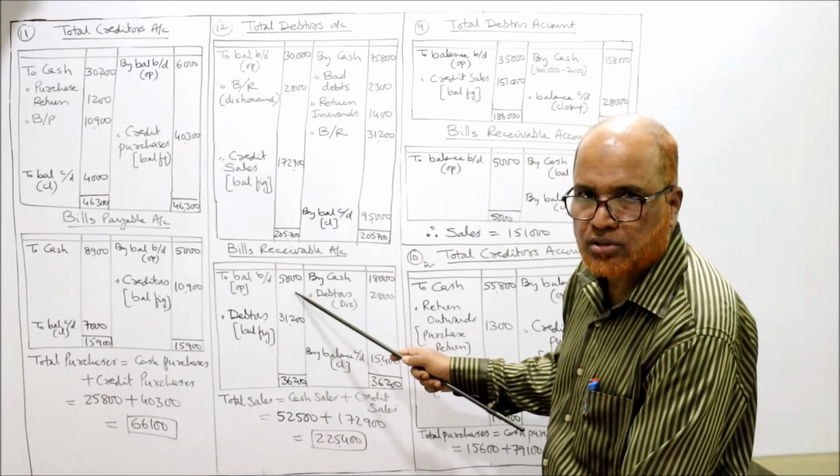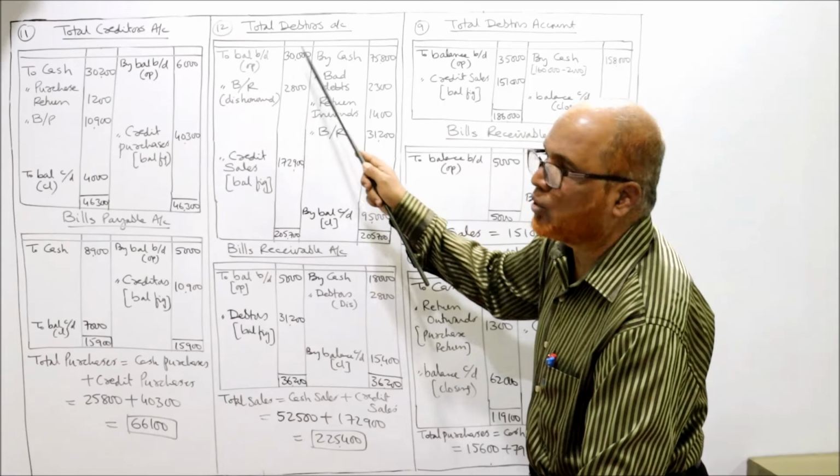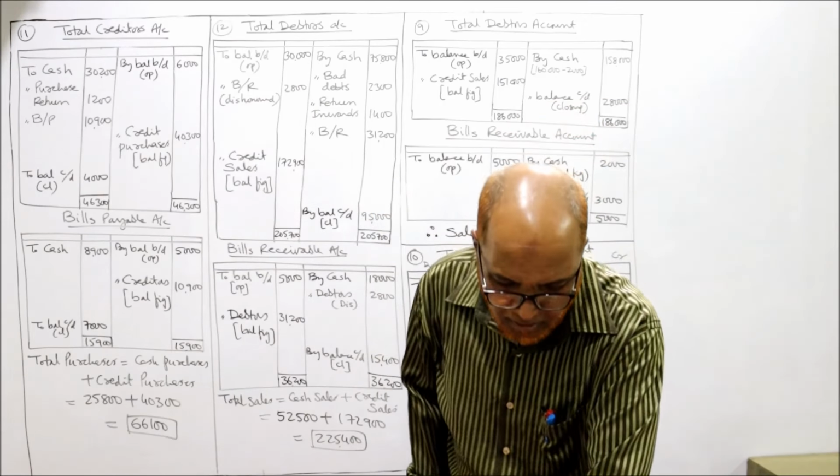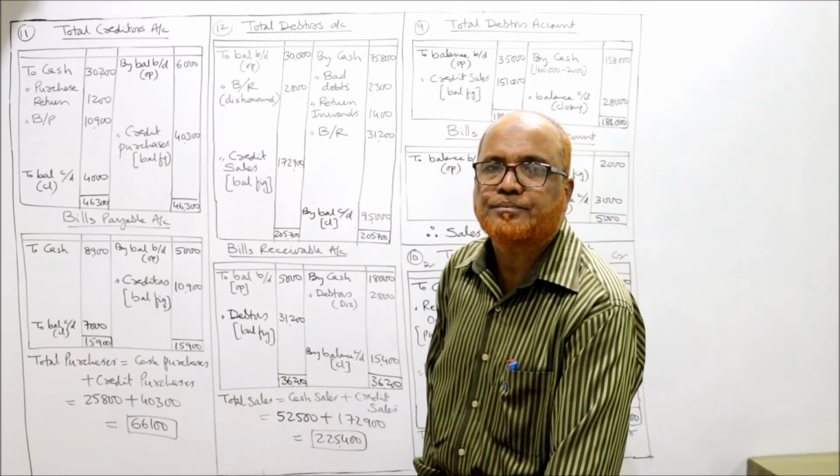I have taken 5,000. Then opening debtors are given 30,000. I have taken 30,000 opening debtors. First two items I have taken. The third item is bills receivable encashed during the year.